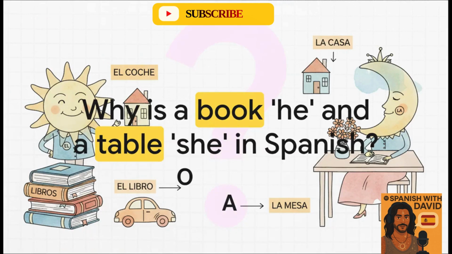I mean, this is the question, right? The one that trips everybody up. In English, a book is an it. A table is an it. So why in the world is el libro masculine and la mesa feminine? It feels like there's no rhyme or reason to it.